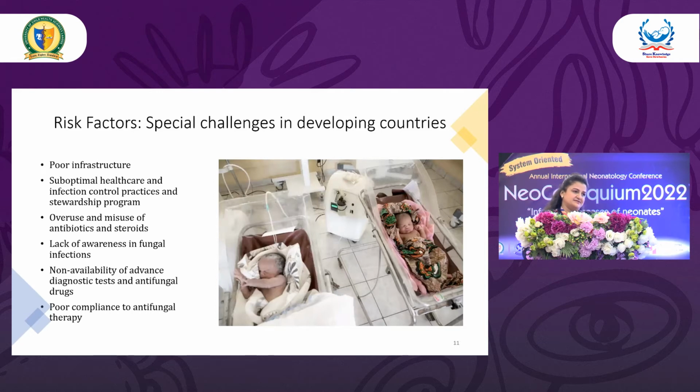In the developing countries, we have other challenges, and these challenges, unfortunately, in our low middle income country setup, have been studied very, very poorly. Important things to think about are the infrastructure of the neonatal ICU, the healthcare and infection control practices, the presence and fitness of the stewardship program, overuse and misuse of antibiotics and steroids, and general lack of awareness about fungal infections and their importance.